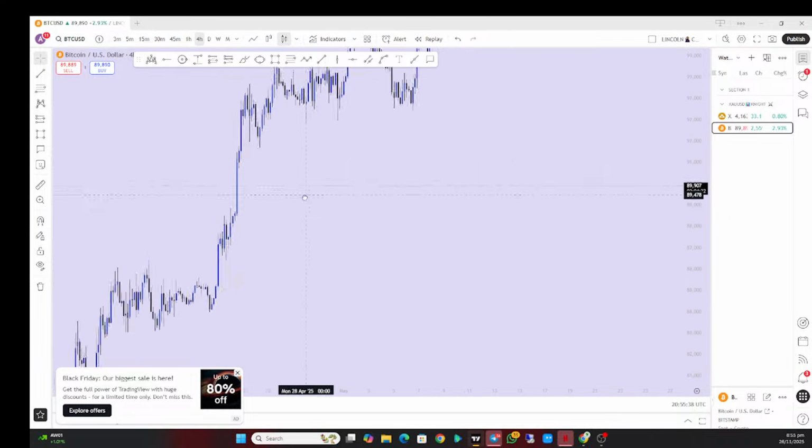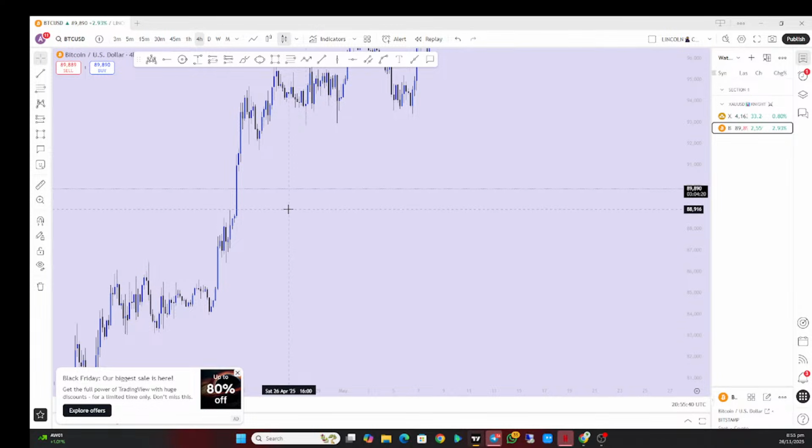Being able to spot out these zones or these patterns before the playout is your duty. It's your duty. That is it.